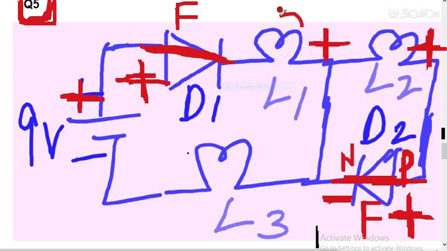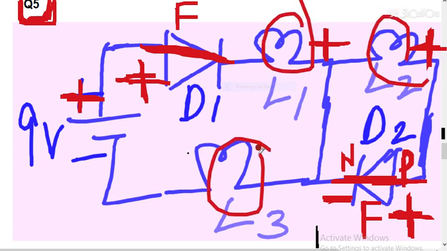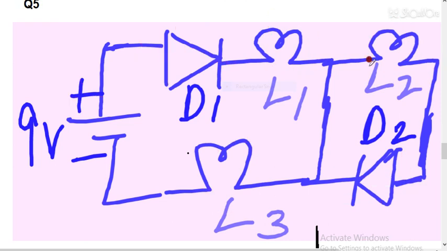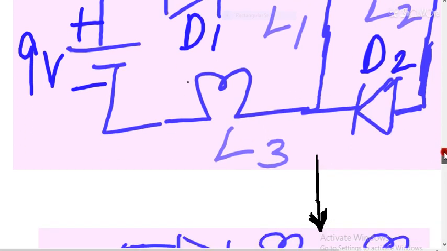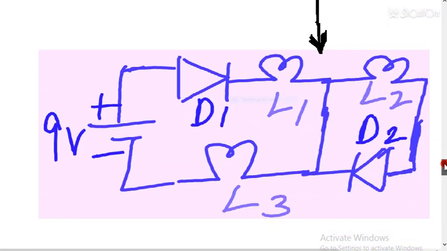And here are the three lights L1, L2 and L3. Now we have to see which light will glow and which light will not glow. This one is also forward biased, this one is also forward biased. So both the diodes are forward biased now. Its modified diagram will be like this one.